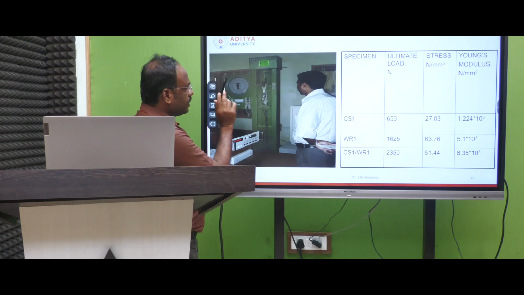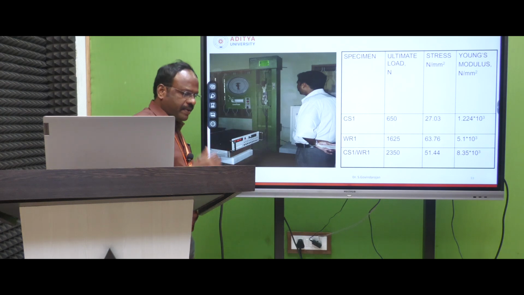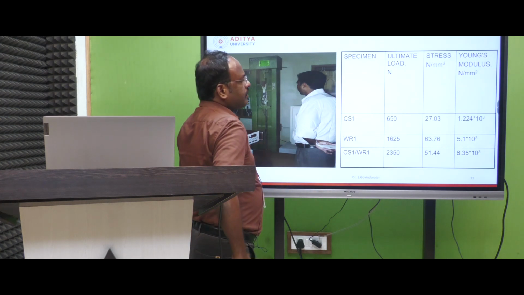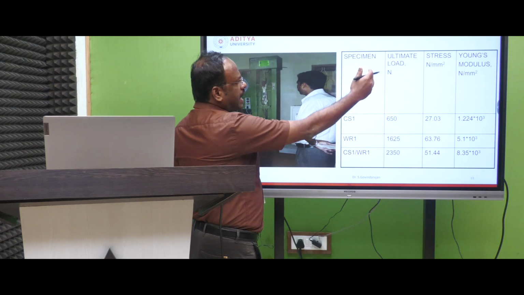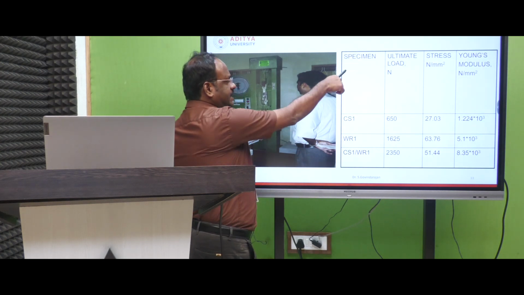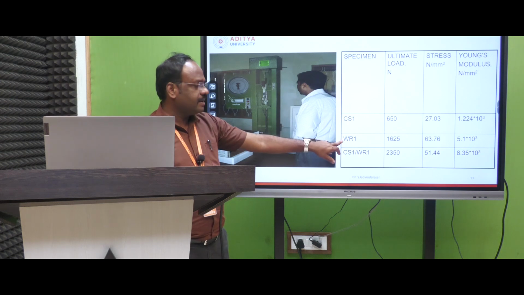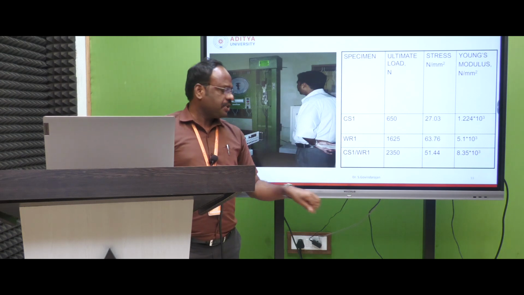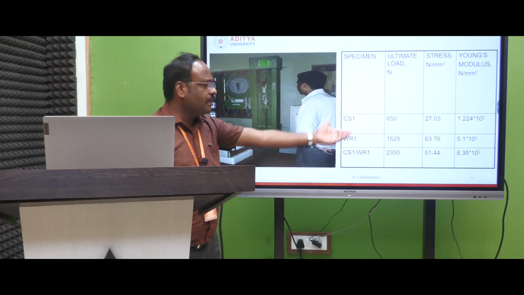So you have to easily identify the values for the various loads, and when the roll will fail. Here in the tabular column I have some values for ultimate load, stress value and Young's modulus. The first specimen CS1 is chopped strand mat, the second is WRM woven roving mat, and the third is a combination of chopped strand mat and woven roving mat. What type of load will we get?